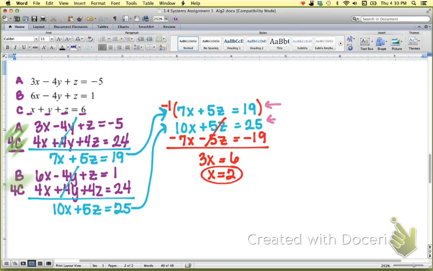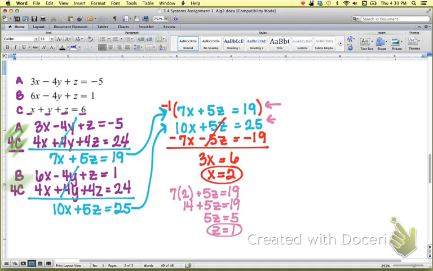If I plug it into one of the originals, I'm still going to have 2 variables and I won't be able to solve it. So we can say 7x, so that would be 7 times 2, I'm using the top equation here, plus 5z equals 19. So that gives me 14 plus 5z equals 19. Subtracting 14 from each side gives me 5z equals 5. And when I divide by 5, we see that z is equal to 1. We are almost there. Now that we know what 2 of them are, we're going to go back to 3 variables.